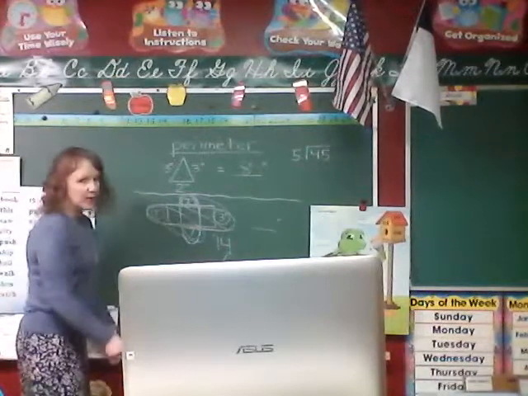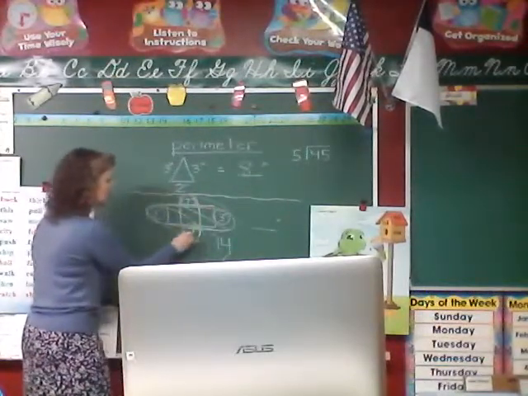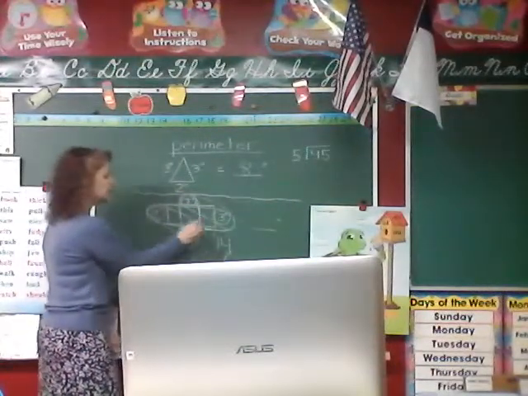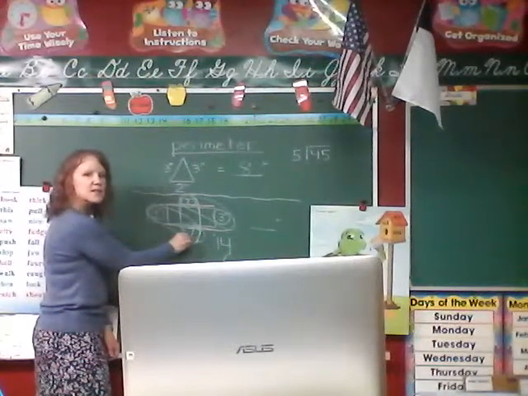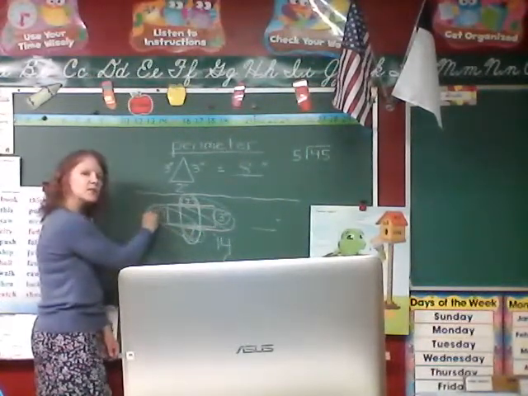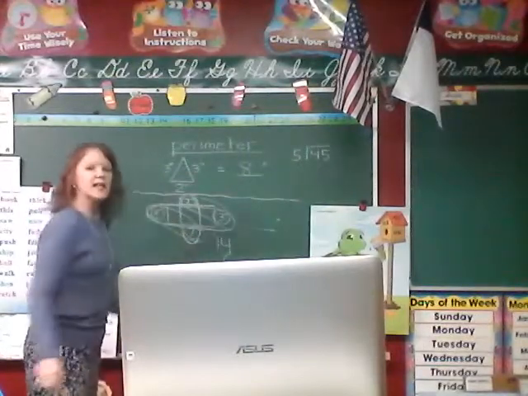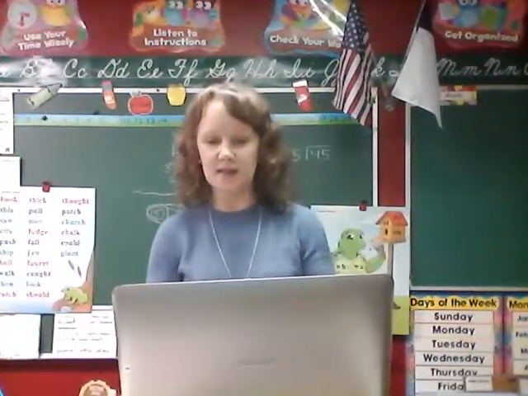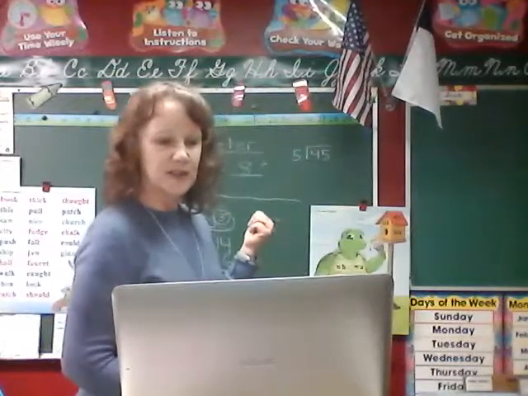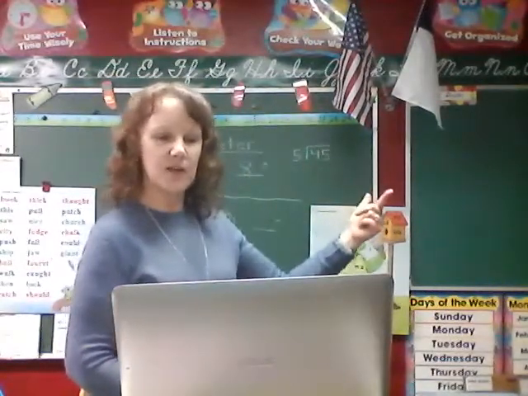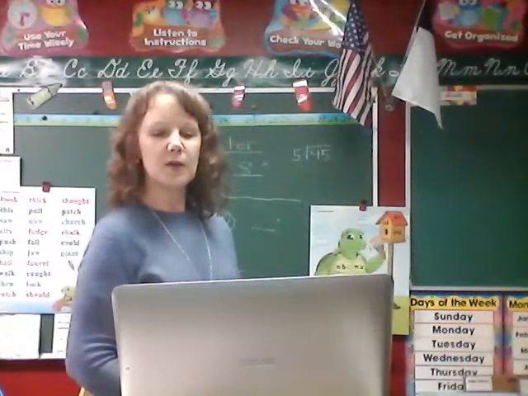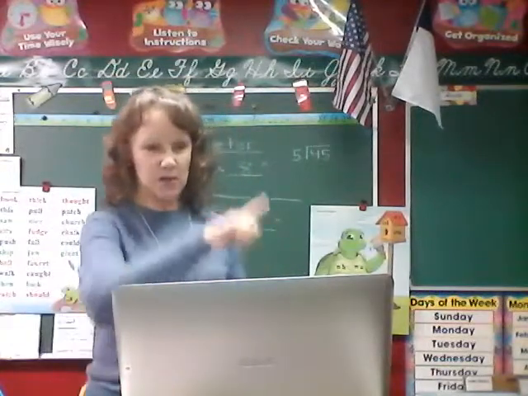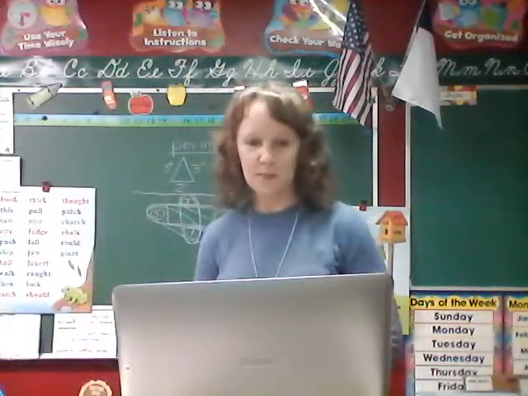Or another way is just to go around the shape one number at a time. 7 plus 3 equals 10 plus 7 equals 17. 17 plus 3 equals 20. So any way you choose to do that, if you're adding correctly, you'll get the same answer. So what are we finding when we add together all sides of a shape? We are finding the, what's that word called? Perimeter. The distance around.